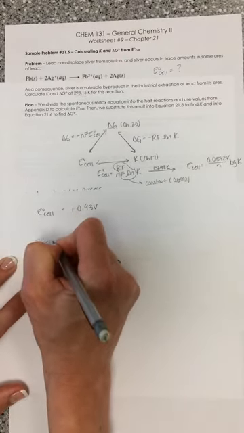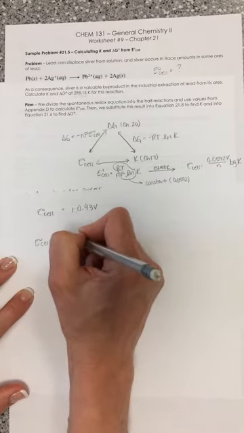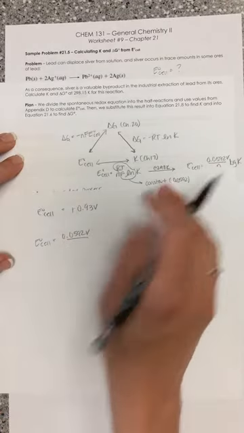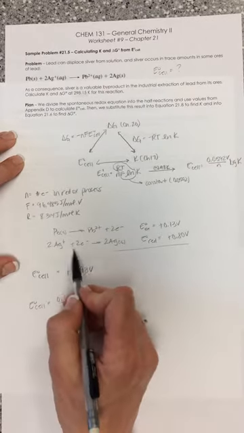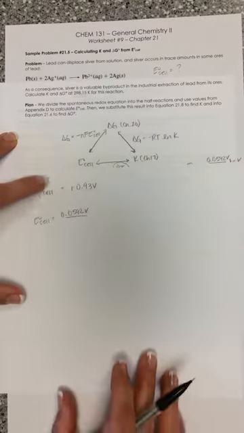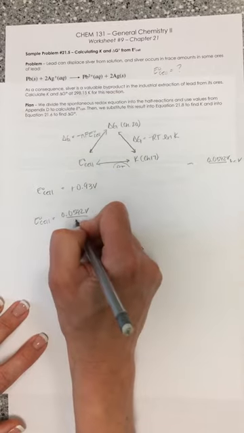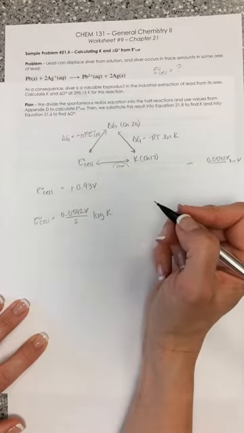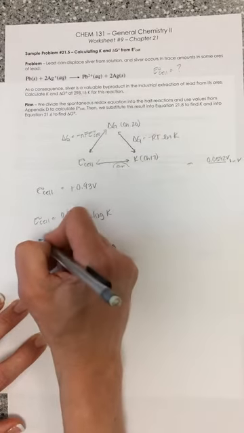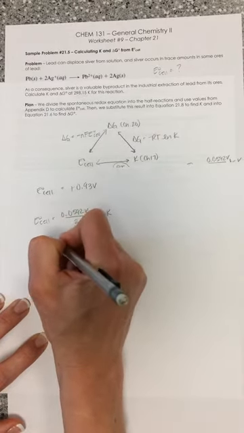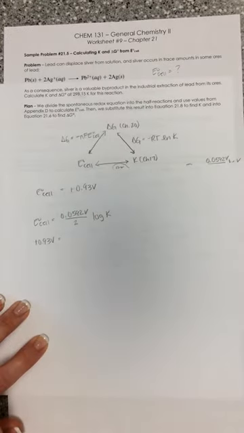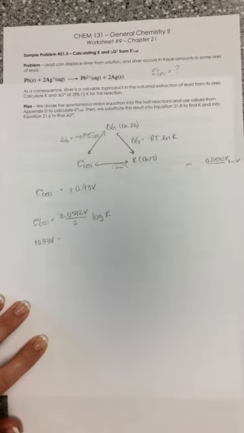So E naught cell equals 0.0592 volts over N, our number of electrons. We could see that there were 2 electrons that were part of this process. So over 2 times log of K. So we've got positive 0.93 volts equals 0.0592 volts over 2 times log K.